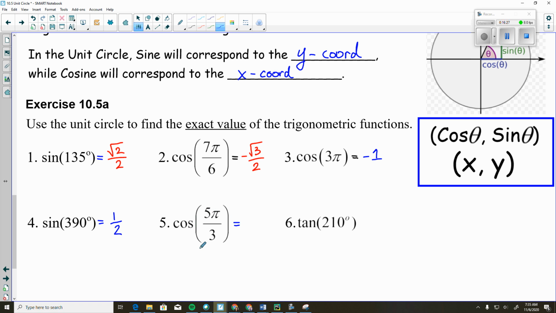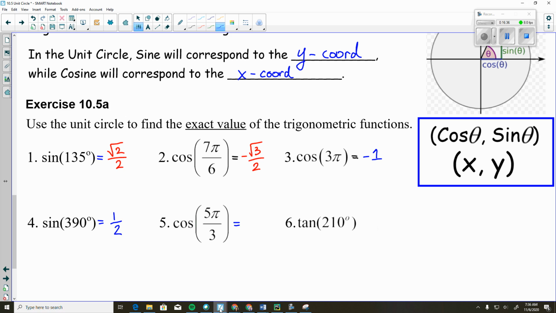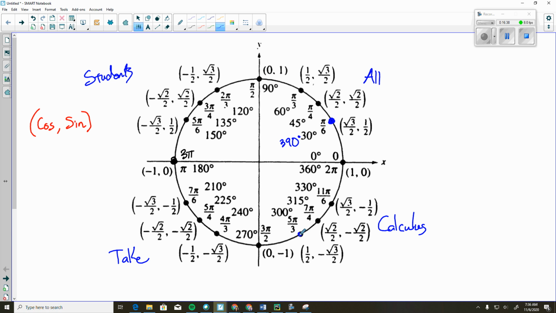All right, cosine of 5 pi over 3. Thankfully, we can see this pretty easily on the unit circle. 5 pi over 3 would be right here. We were finding the cosine, so that's the x value at this point. So that would be 1/2.